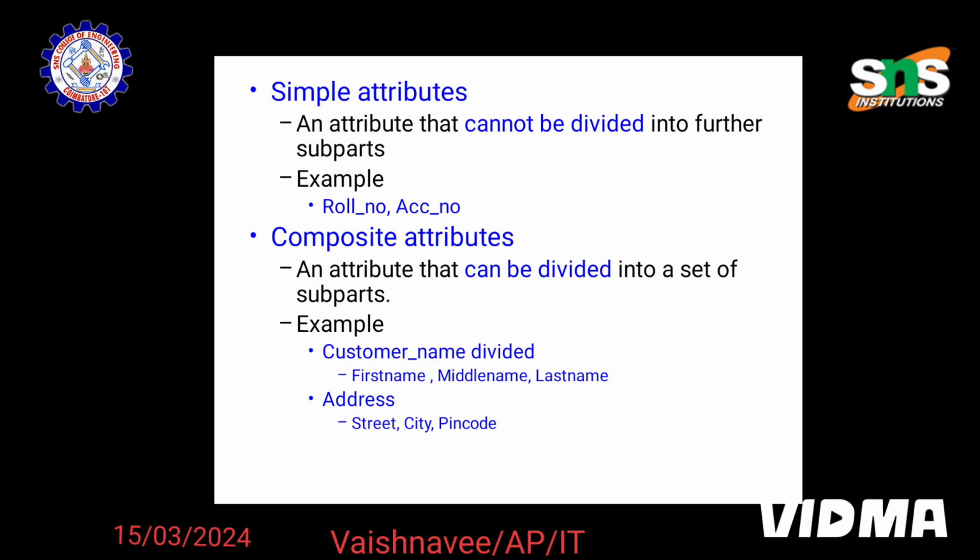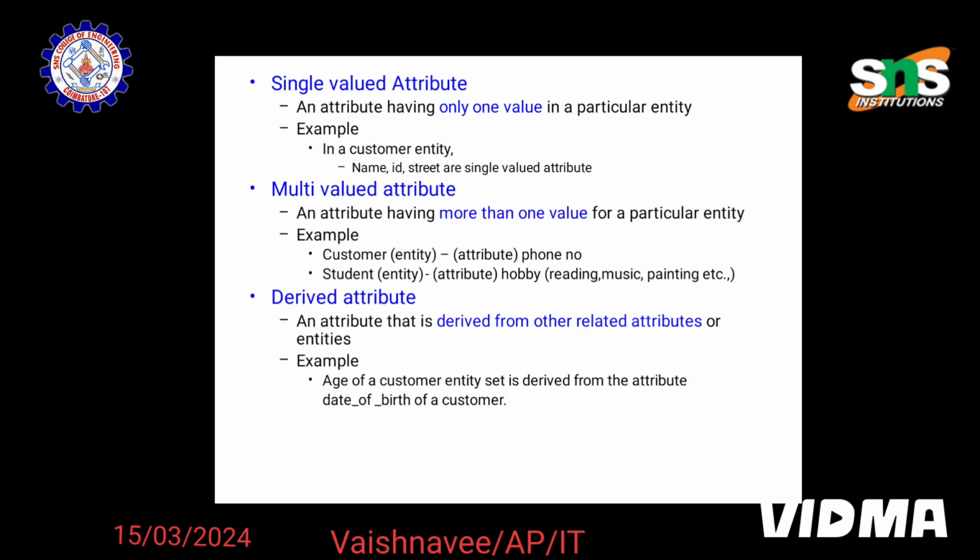The attributes that can be divided into a set of subparts are said to be composite attributes. What about single valued attributes? As its name says, an attribute having only one value for a particular entity is a single valued attribute. For example, a person can have only one name. So name, ID, street are single valued attributes. Whereas customer phone number and hobby are multi-valued attributes, because one can have more than one hobby.